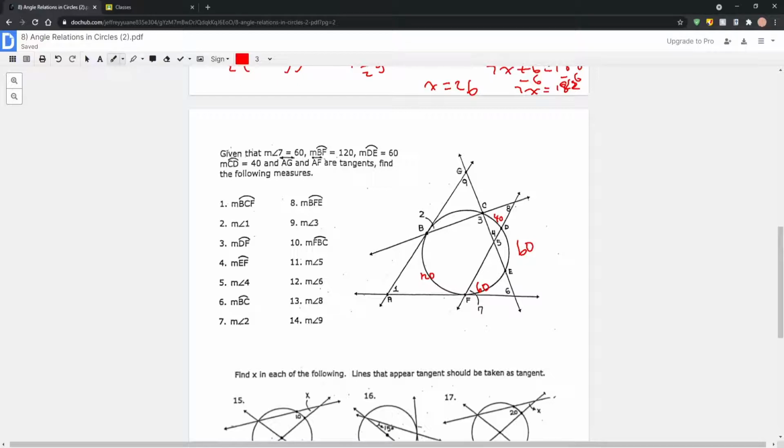Oh wait, hold on. First, before you do that, you realize that I forgot. This is not the arc. This is the measurement of this angle, but you can easily find the arc because of the tangent chord theorem. So you can use the tangent chord theorem and get this arc right here. So that's going to be 120.